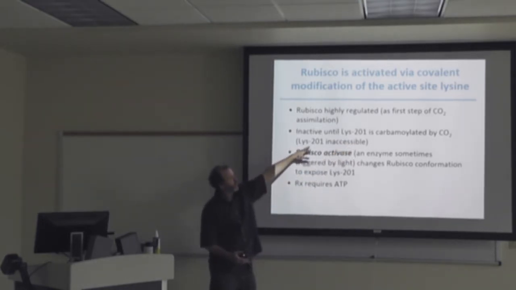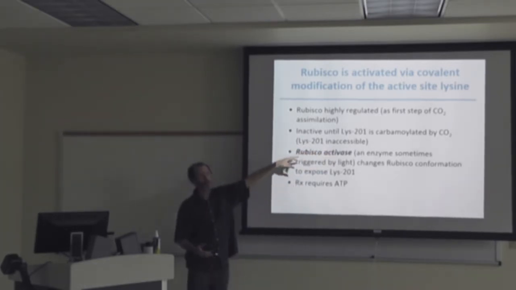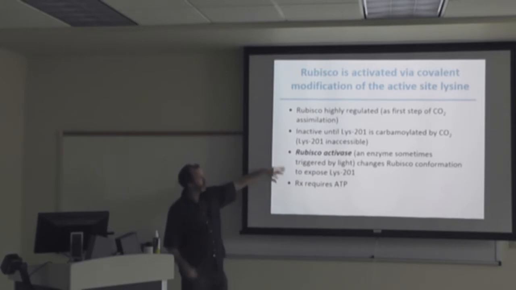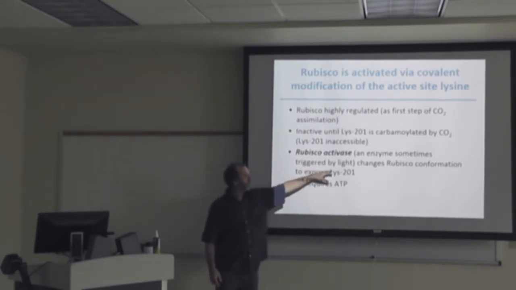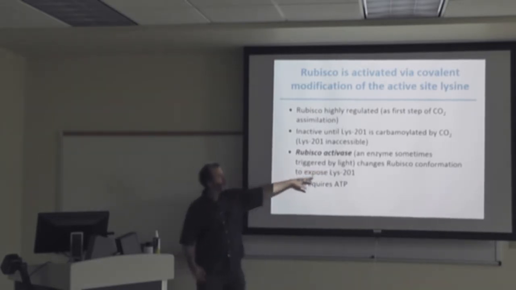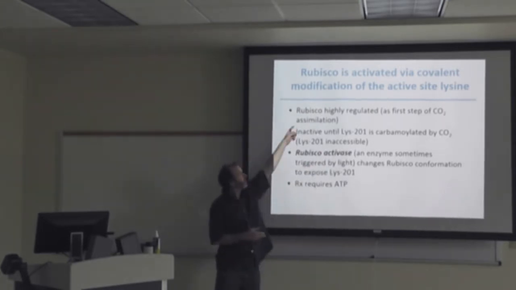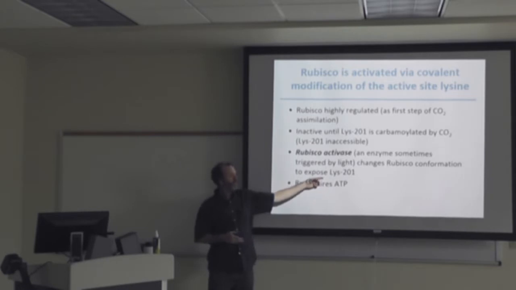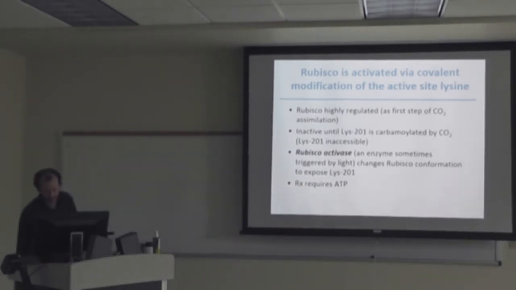So that lysine 201 is inaccessible until it's carbamylated, right? And you need that carbamylation. Rubisco activase is an enzyme that's sometimes triggered by light, changes Rubisco conformation to expose the lysine, allowing it to be carbamylated, and that requires ATP. So that should be easy to remember. Rubisco activase is the enzyme that will actually activate Rubisco by exposing that lysine 201, allowing carbamylation.